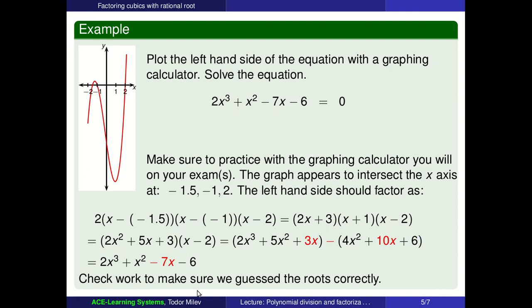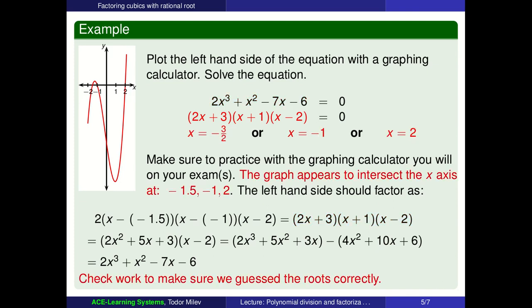So let's take a look. 2x cubed plus x squared minus 7x minus 6 is exactly equal to the cubic that we wanted to factor. So our factorization, our eyeballing, is correct. Okay. So we have not been deceived by our graphing device. We have indeed written a perfect factorization for our cubic. So our cubic 2x cubed plus x squared minus 7x minus 6 factors as 2x plus 3 times x plus 1 times x minus 2.